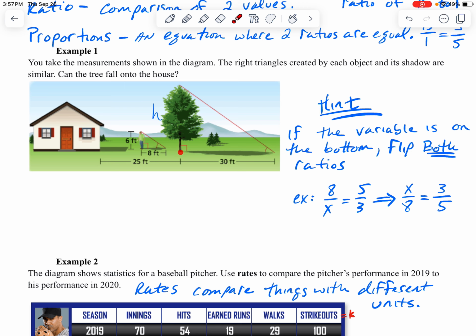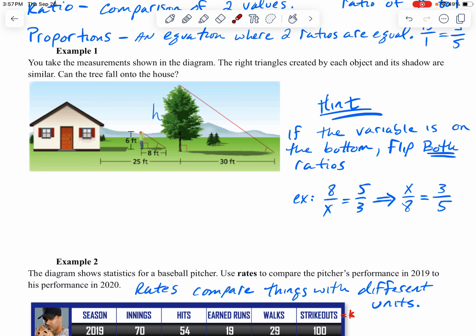So we have our tree, and its shadow has a length of 30 feet. And we're comparing that to this person over here who's 6 foot tall, and they have a shadow of 8 feet. The tree is sitting 25 feet from the house, and we need to figure out if this tree were to fall over, would it actually hit the house?